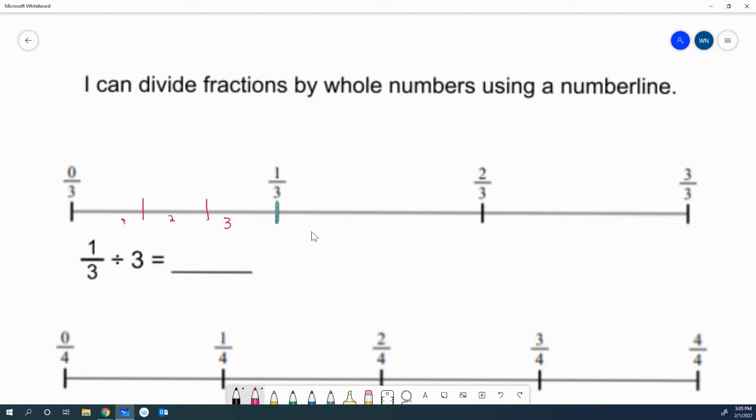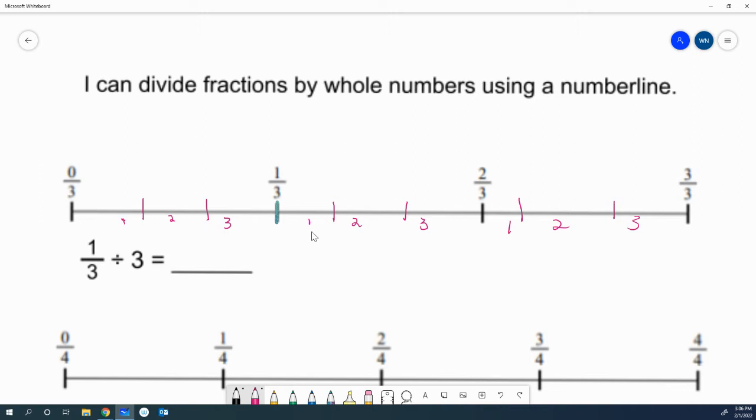Now, just like with the models, we actually have to divide up the entire number line. So each one of the thirds is divided into 3 parts. We've got 1, 2, 3 parts, 1, 2, 3 parts. So as you can see, each third of the number line is divided into 3 parts.